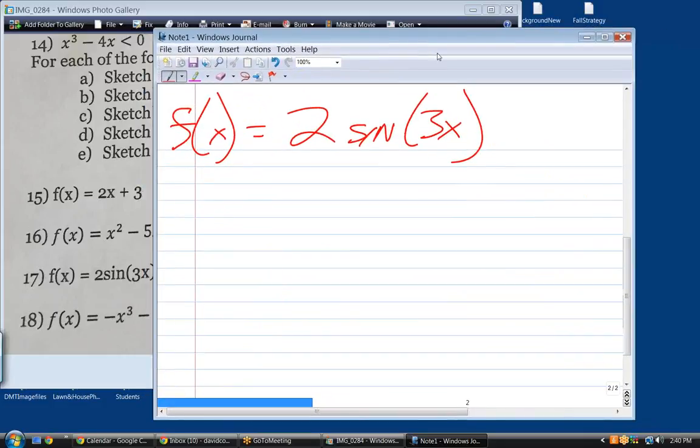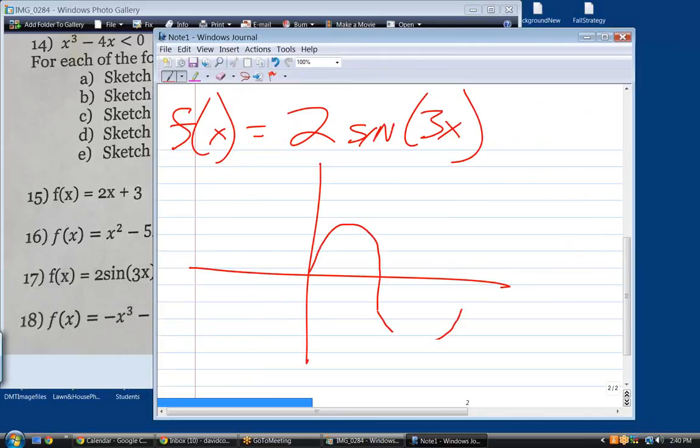First of all, if we graph that, that's what f of x equals sine x looks like. In other words, f of x goes up to 1, down to minus 1, and begins and ends by 2 pi.